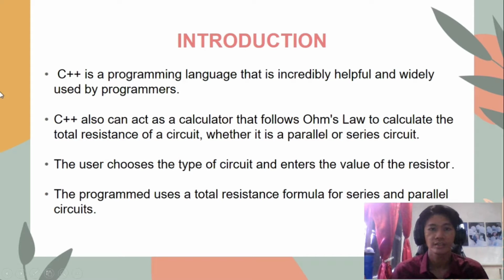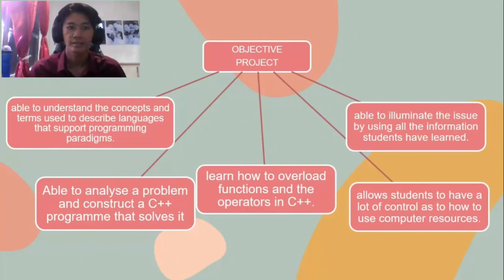The user chooses the type of circuit and enters the value of the resistor. The programmer uses a total resistance formula for series and parallel circuits. In this BNR20803 project, the electronic engineering student should plan and create a C++ program to complete the task assigned by the instructor. The main title of our topic is to calculate the total resistance value in series and parallel with two resistors using a C++ program.